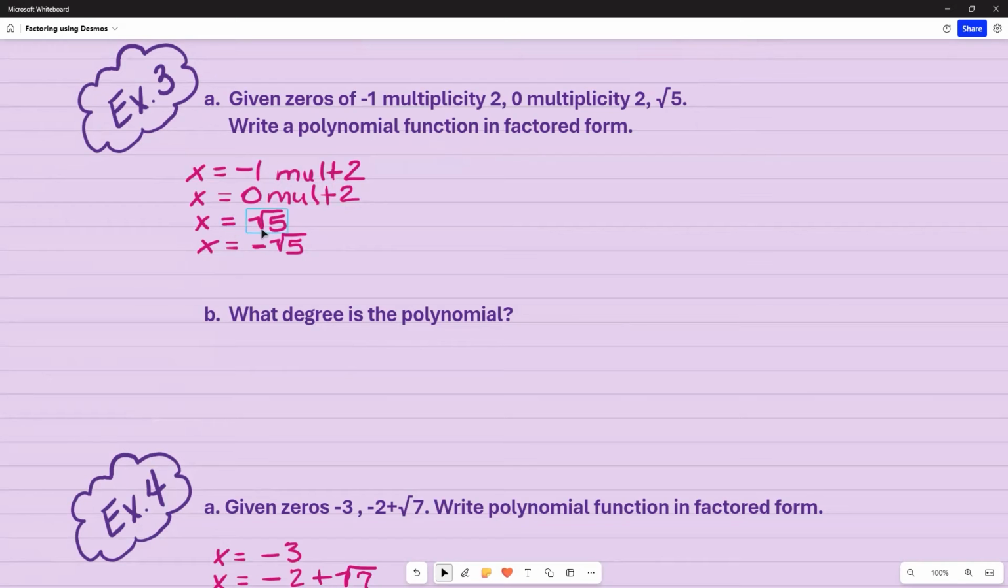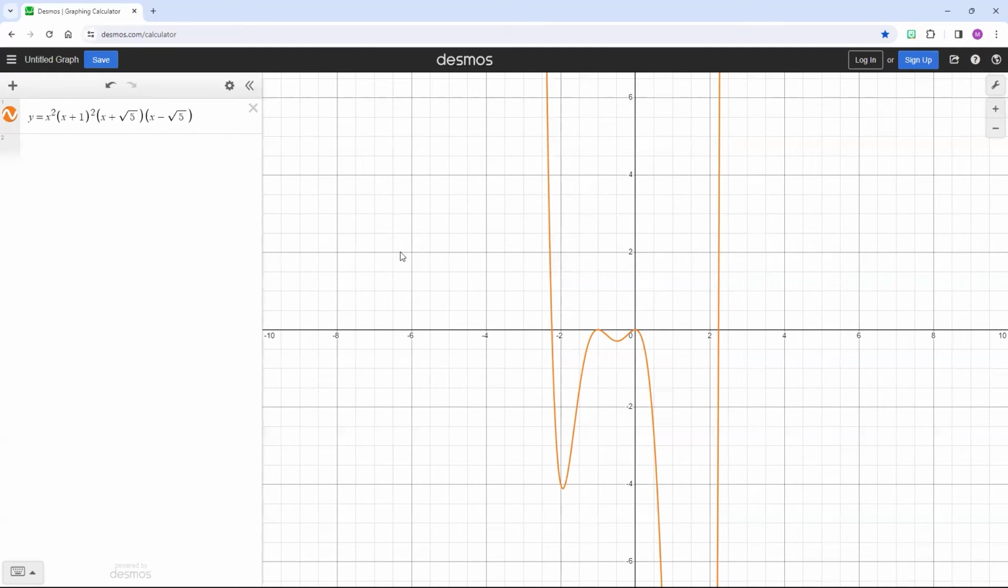X is root 5. I have to know the irrational root theorem, which tells me that if they're giving me positive root 5, I have to account for the conjugate of negative root 5. That is only for irrational roots and also for imaginary numbers. When you are putting this in factor form, it's going to look like this.